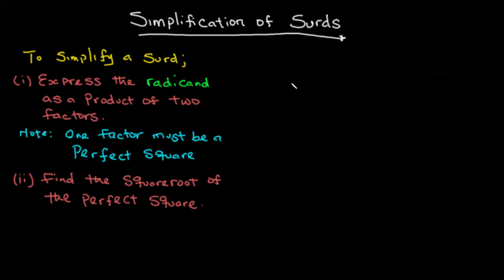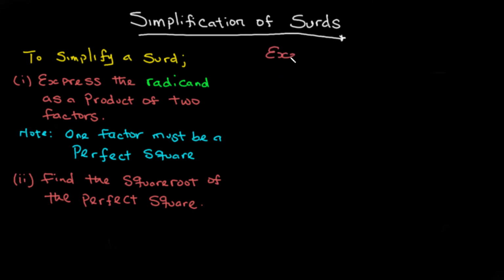Simplification of surd. To simplify a surd, express the radicand as a product of two factors, of which one factor must be a perfect square. Firstly, you express the radicand as the product of two factors. Two, find the square root of the perfect square. It's as simple as that.